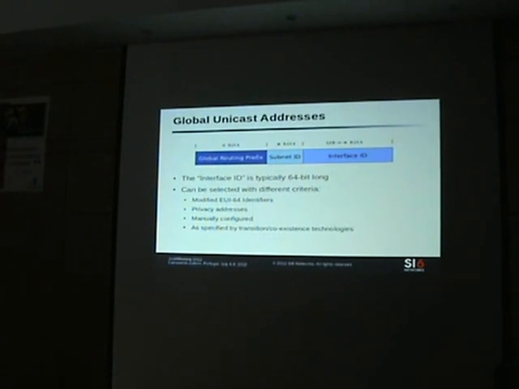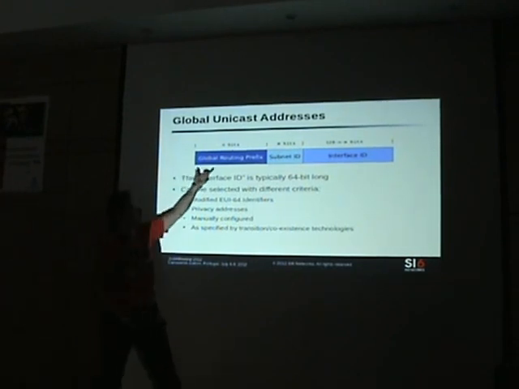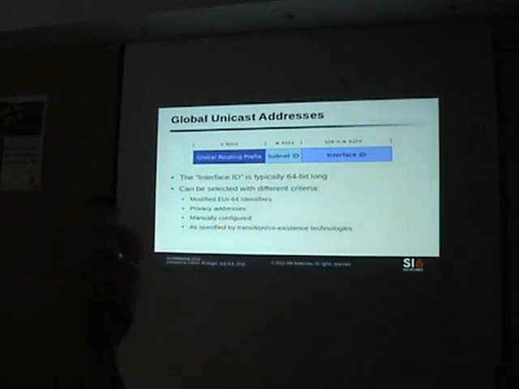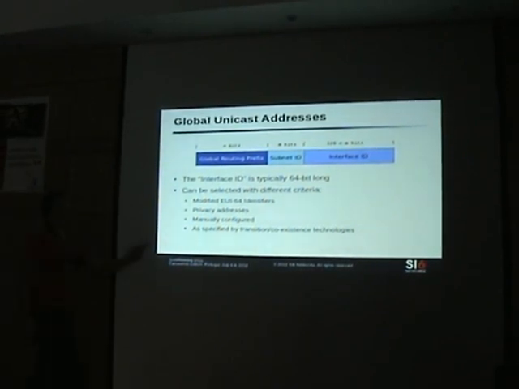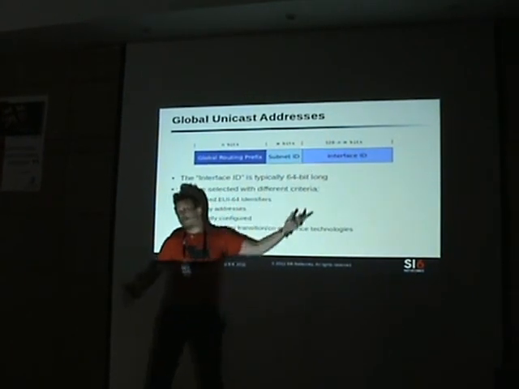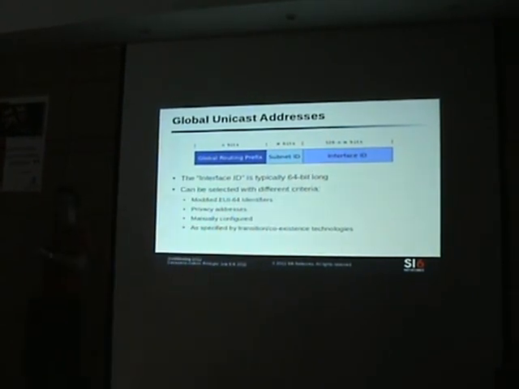These first two fields are the same, or the use is the same as in IPv4. The only difference, if anything, is the interface ID. And since in IPv6, of course, the interface ID is much larger than in the IPv4 case, you have many different ways to select this field. Of course, in IPv4, since you typically use just 8 bits for that, there are not that many choices as to what you can do with that field.